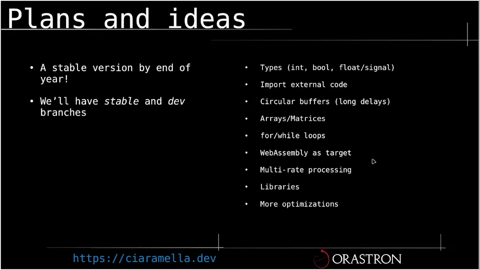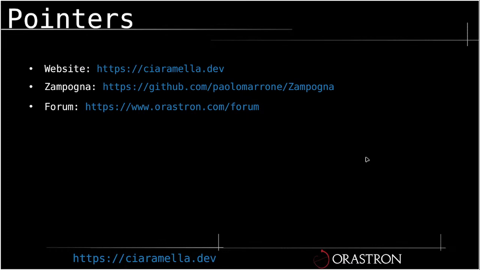That's it for now. So, some pointers: the website is ciaramella.dev. We have the GitHub page, where the compiler is written, Zampogna. We have a forum, the Orastron forum, our company forum, that has a dedicated section for Ciaramella. Okay, that's it. Let's answer the questions that you had.